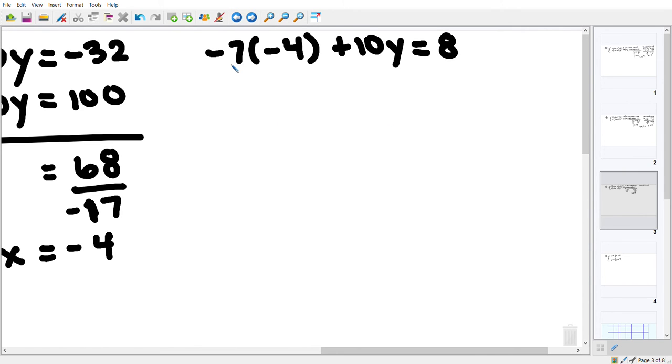So multiply. And continue on. Remember, if you're working ahead, check your answer at the back. See how awesome you are.